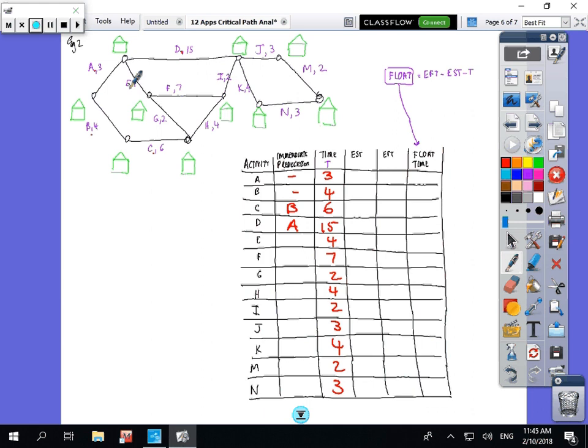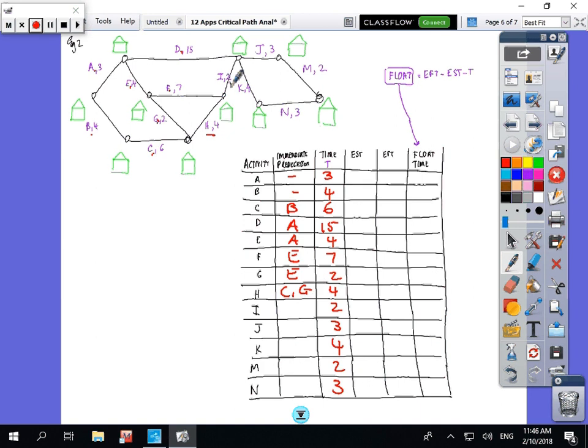To do E you must have done A. To do F you must have done E. To do G you must have done E. To do H you must have done C and G, both going to that point.